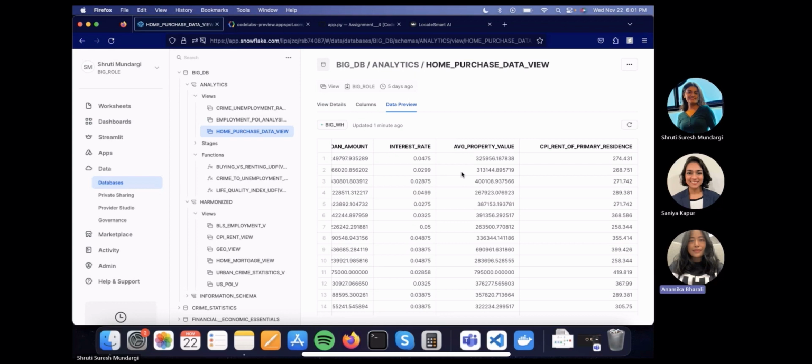So we are comparing rent and property value. If we were to buy, what loan amount are we getting in the market, what is the average interest rate, and what is the property value? At the same time, what rent would we be paying if we were renting the place instead? So we move on to the buying versus renting UDF. This is just to compare.